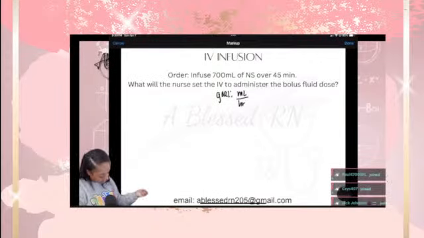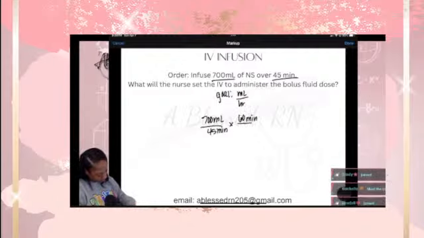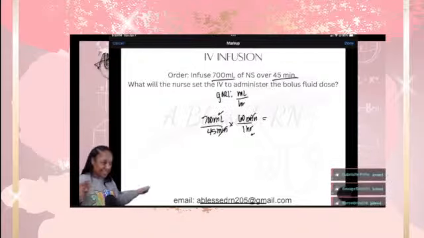All right, so we need milliliter per hour. So we got 700 milliliters over 45 minutes. 700 mLs is to go over 45 minutes. We need milliliter per hour. So we'll do our minutes at the top and our hour at the bottom. Minute crosses out and then we have milliliter per hour. That's it. That's so simple.